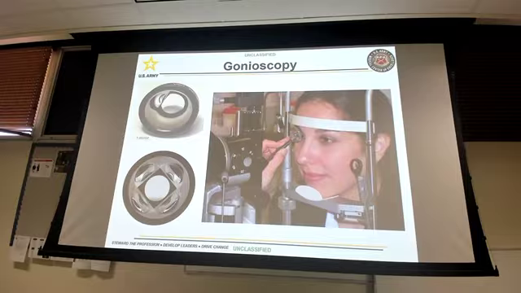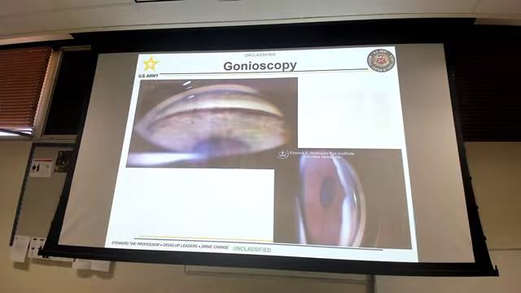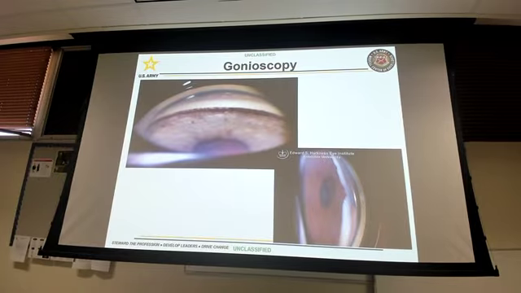If it's a 4-mirror, there's only one mirror that you would look through, and you would have to rotate that lens on the patient's eye. Because you're touching the patient's eye, we would anesthetize them, keep them as comfortable as possible. There's no need for any fluorescein or any dye with this. It's just a straight light, anesthetize the eye, rotate that mirror to take a look at the angle. And then this is what we would see.